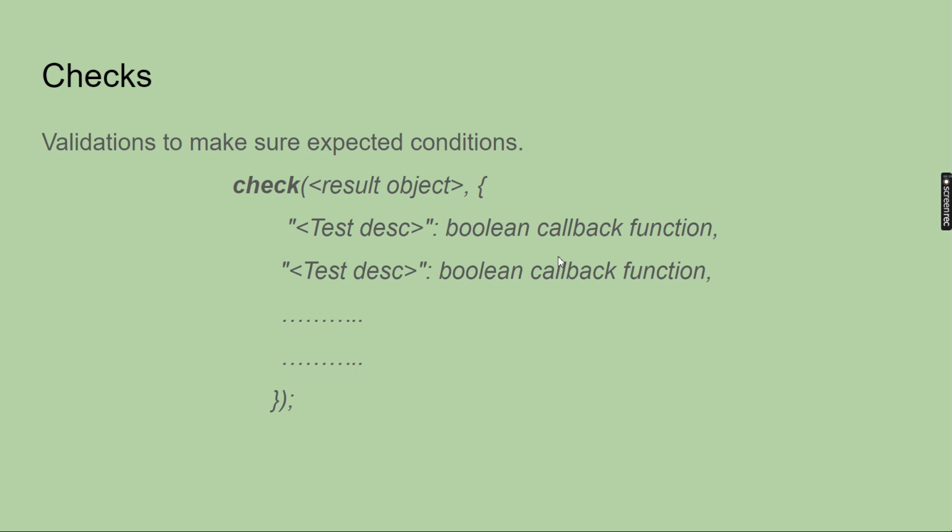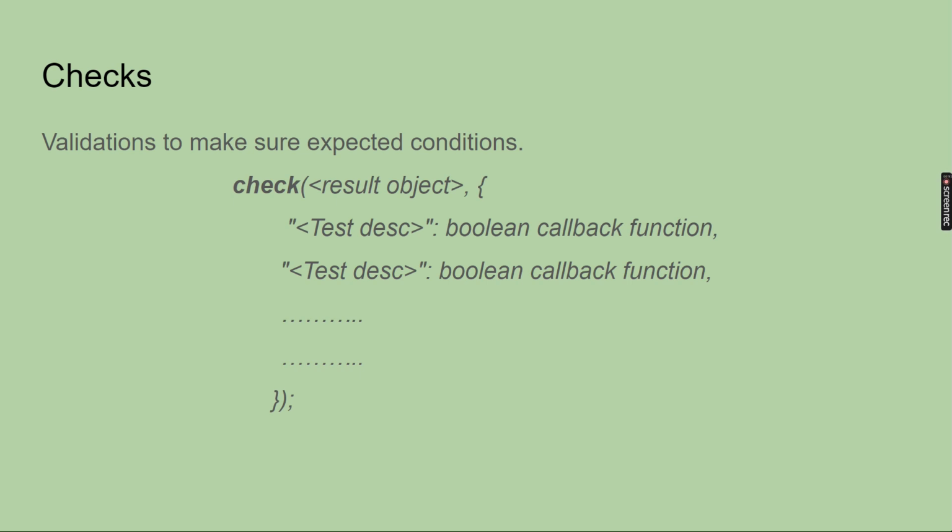Basic understanding before going to the checks: it's a kind of validation to make sure some of the expected conditions are met in your K6 script. Basically, a check is a method where the first argument will be your result object, because whenever you make calls with the HTTP object, you get the result object that can be passed as the first argument, and the second one is an object that has a list of keys and values.